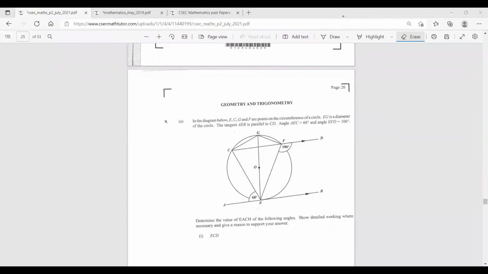Right, so we're moving on to trying another geometry question. EG is the diameter. We know that because we have a diameter and we have triangles forming from the diameter, we know that they are right angle triangles. So what's the first right angle triangle we can identify? So EFG and ECG form the right angle triangles, right?